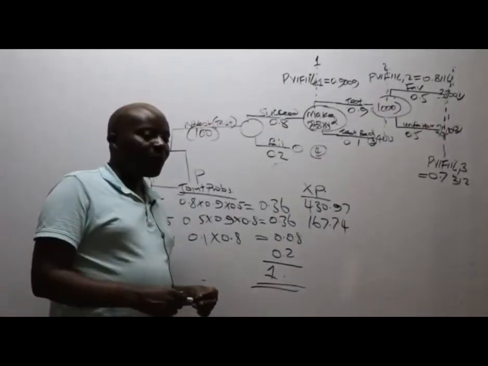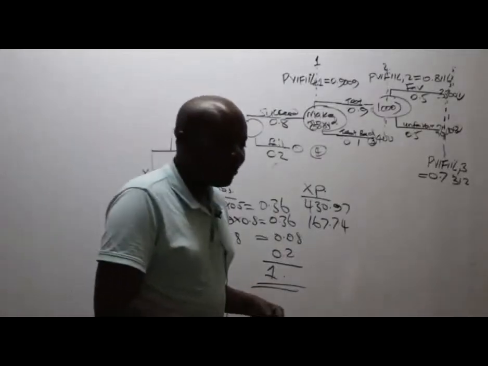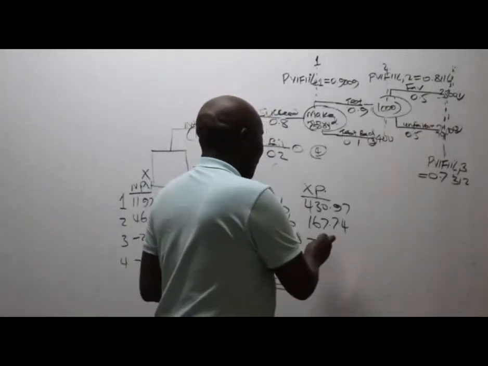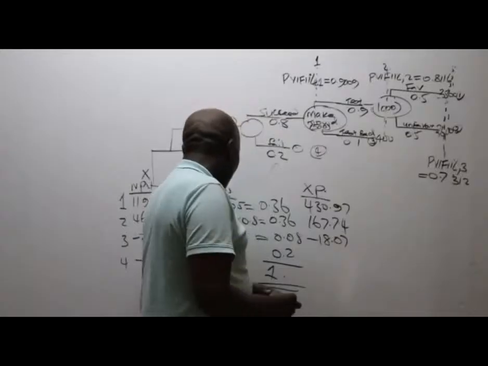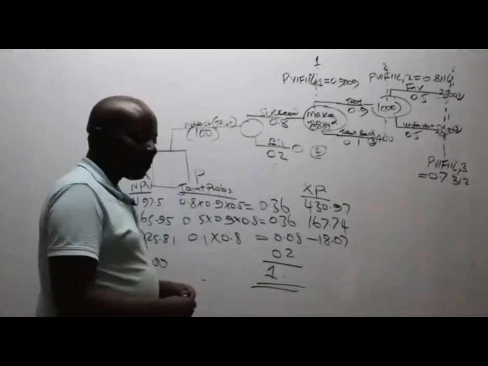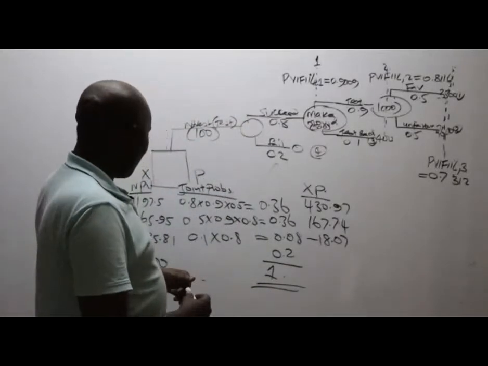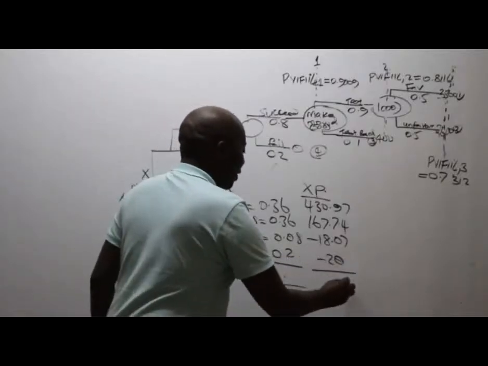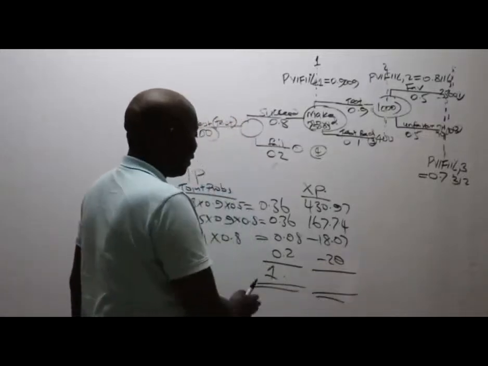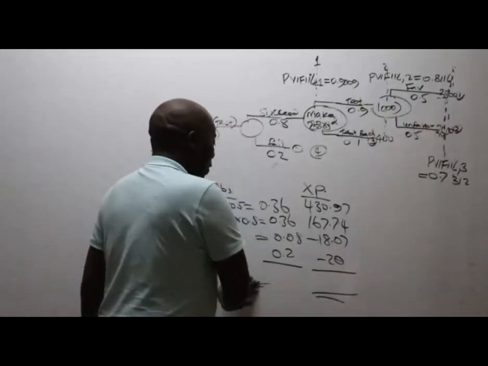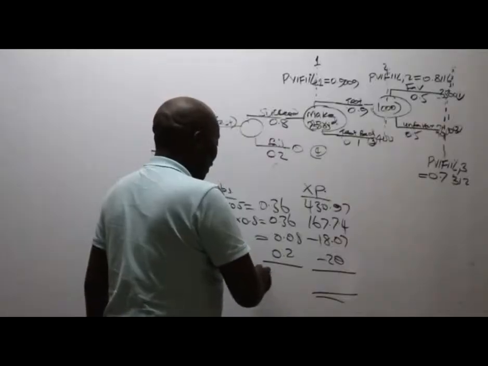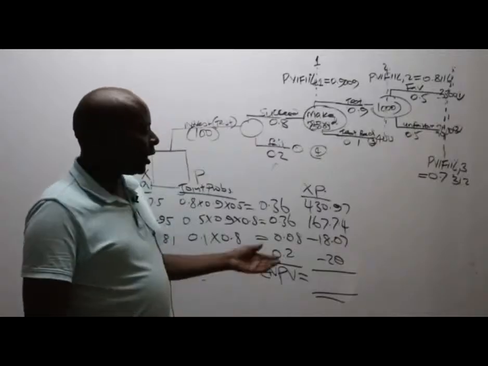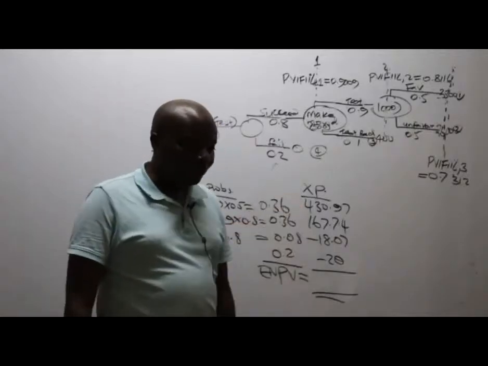Branch 3, what do we have there? Negative 18.07. So we have here negative 18.07. Branch 4, the last one. Branch 4 gives me negative what here? Negative 20. So then could you kindly come and add here for you to be able to give us what we call expected net present value. What do we have here, somebody?